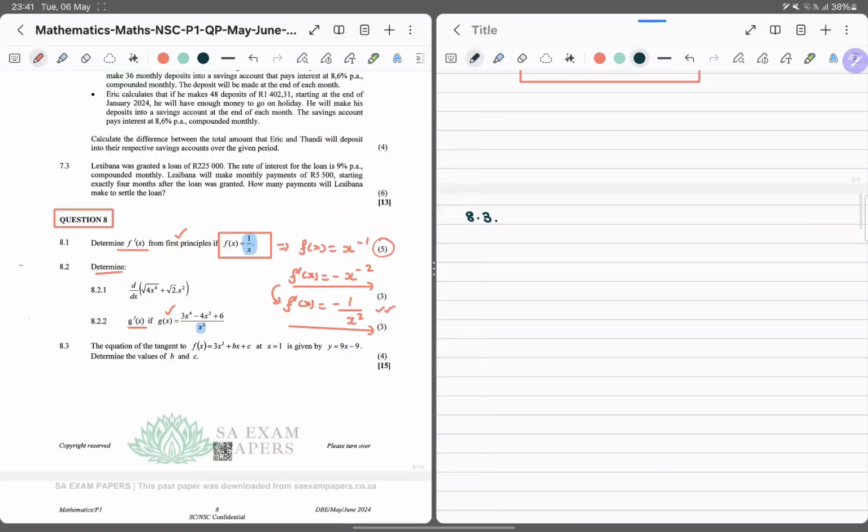Sometimes we see it, sometimes we don't. It's not a big deal. Now we are told here that the equation of a tangent to the function f of x equals 3x squared plus bx plus c, which is a parabola or quadratic.